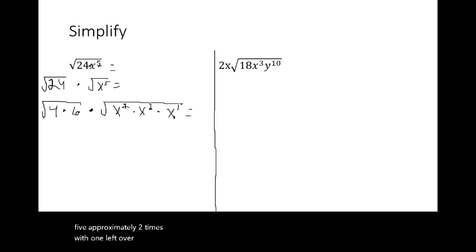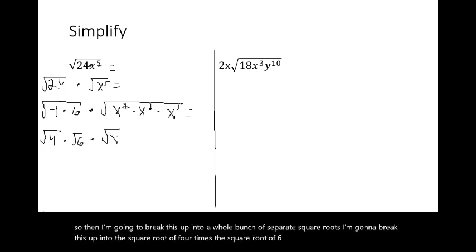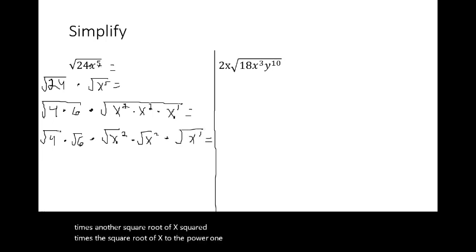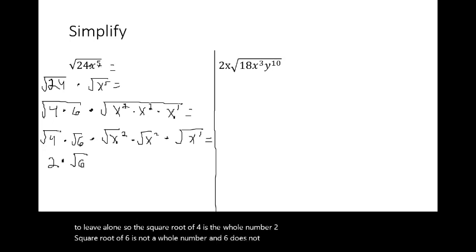So then I'm going to break this up into a whole bunch of separate square roots: the square root of 4 times the square root of 6 times the square root of x squared times another square root of x squared times the square root of x to the power 1. Then I'm going to do any square roots that I can, and any square roots that I cannot do, I'm going to leave alone. So the square root of 4 is the whole number 2. Square root of 6 is not a whole number, and 6 does not have any perfect square factors, so I'm going to leave this as the square root of 6.